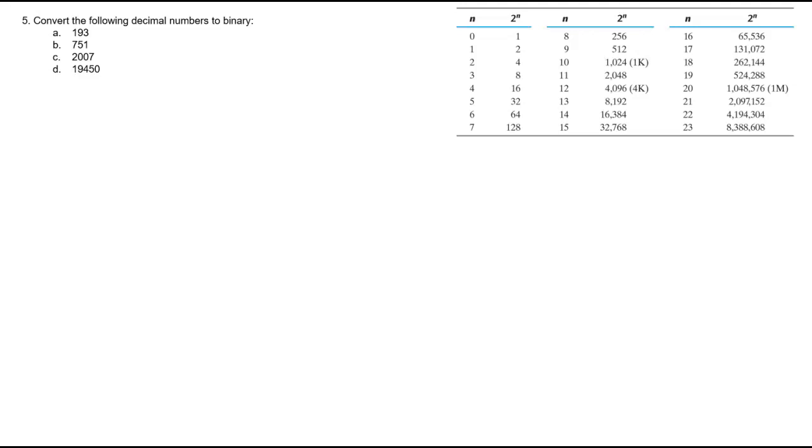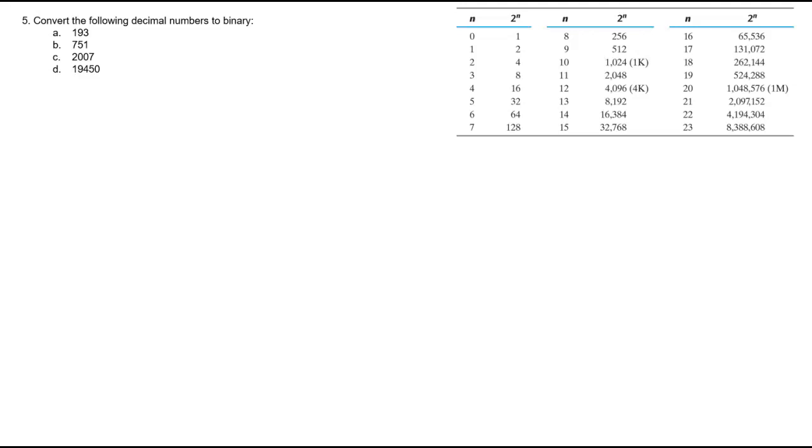Assignment 1, number 5. We have here 5 decimal numbers that we're to convert to binary. So there's different ways to do this. I like to use the technique by which we subtract successive powers of 2, which I find systematic, relatively easy, and relatively error-free, which is a big plus.